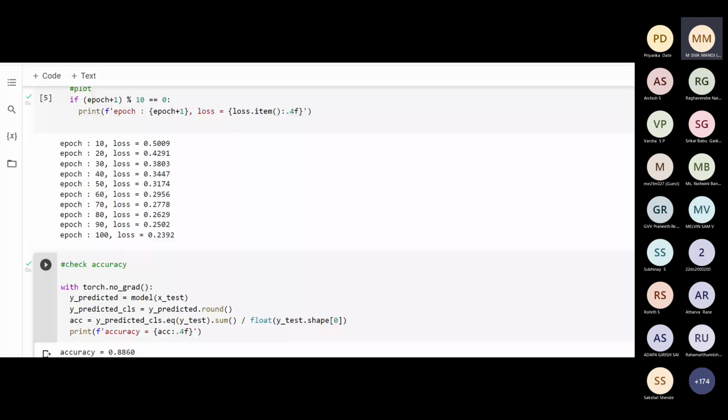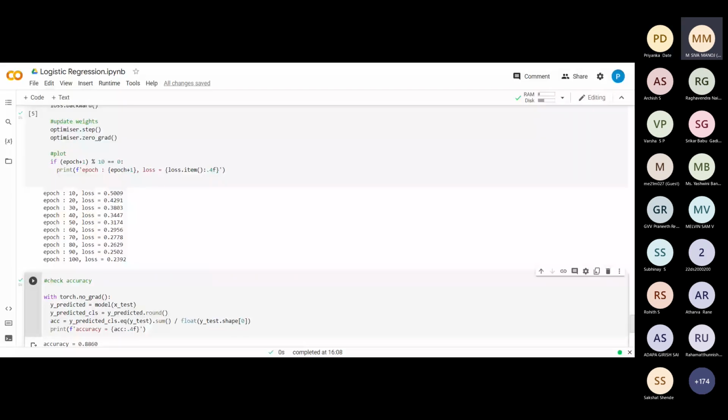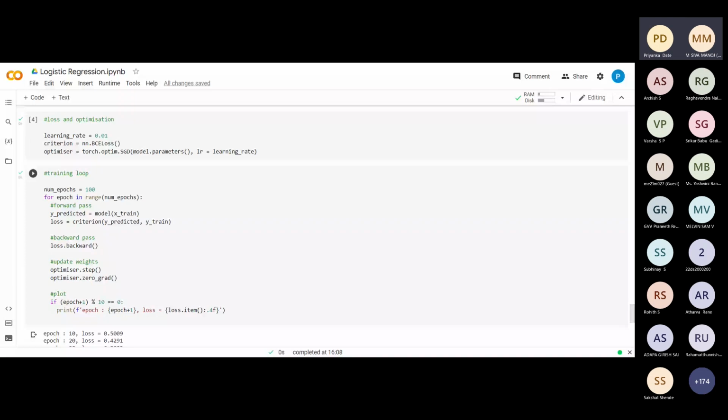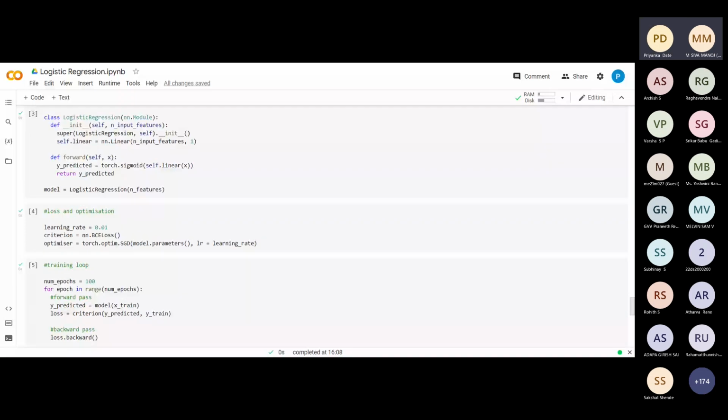So that's how we implement a logistic regression. And if anyone has any doubts, feel free to ask them.